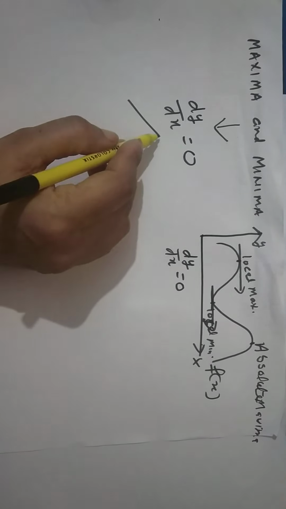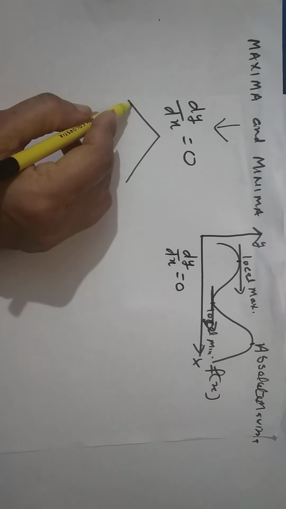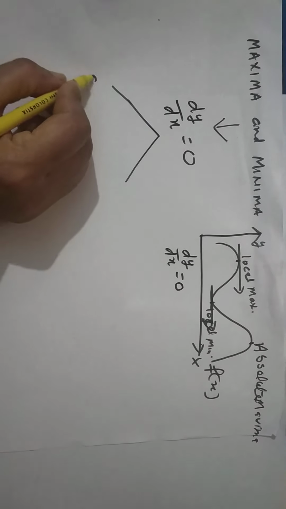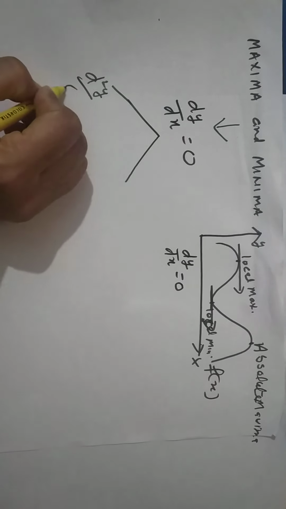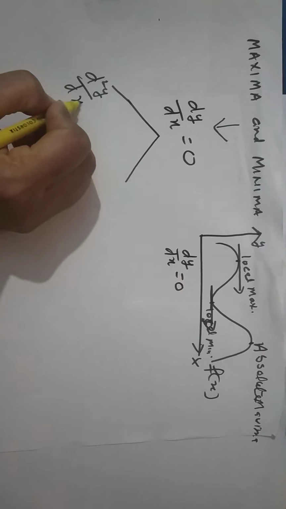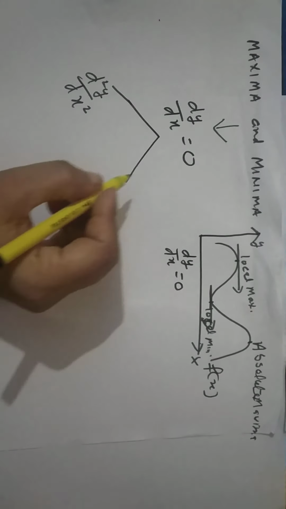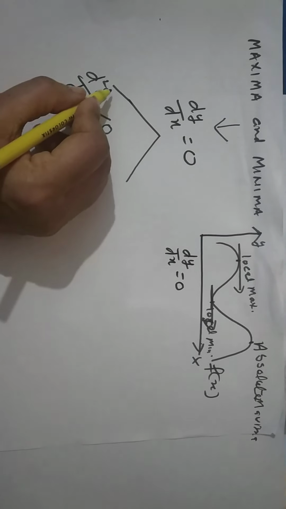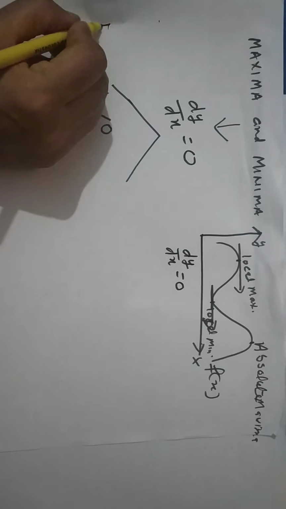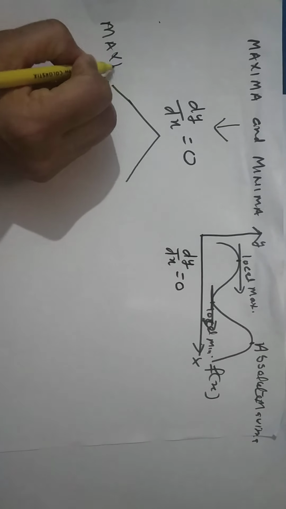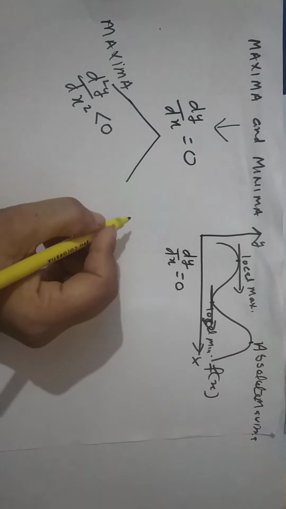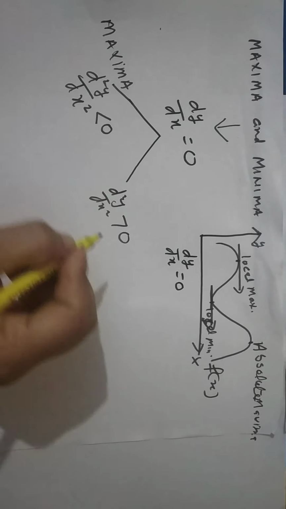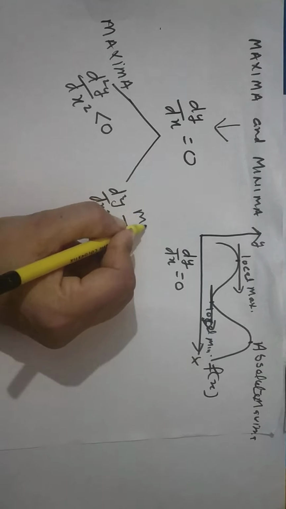Now to check whether it is a maximum or minimum point, you need the double derivative of the function. If we find the double derivative and it is less than 0, if it is negative, then that point is a point of maxima. And if the double derivative is positive, then we say this is a point of minima.